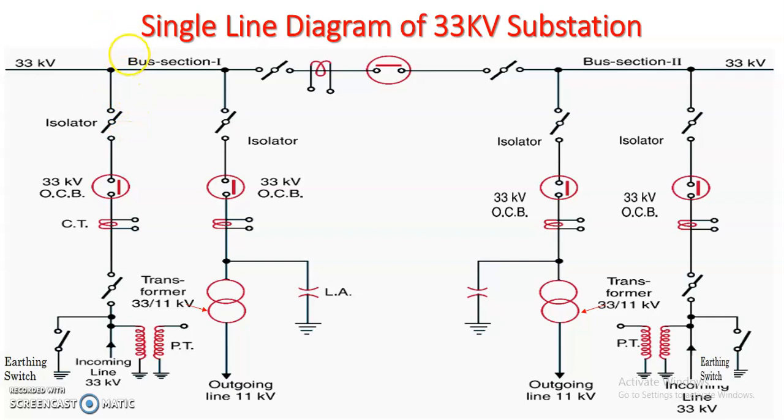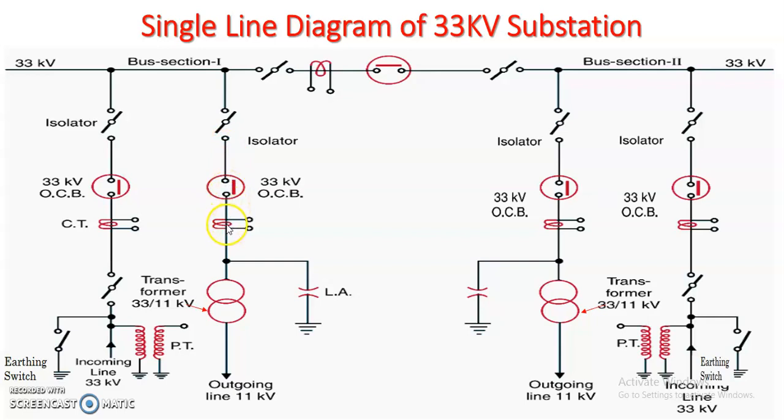Then next we are using an isolator. Through that isolator, the 33 kV supply is connected to the bus section, that is the 33 kV bus. Here we are using a 33 kV bus. It has two sections, bus section 1 and bus section 2. Then again from bus section 1, supply is taken. Here is one isolator that will isolate on no load condition. Again one circuit breaker is there, a 33 kV oil circuit breaker.